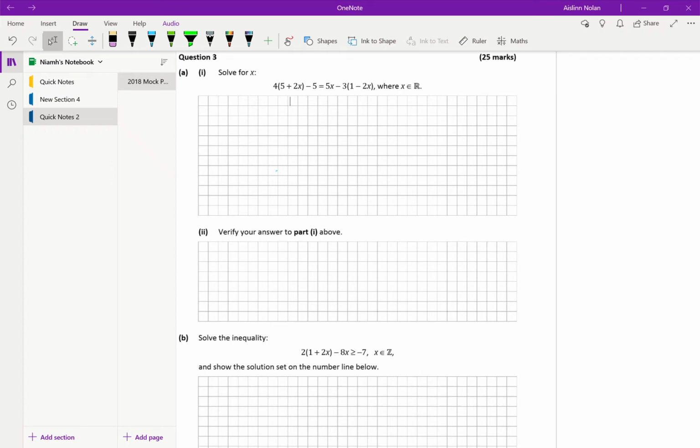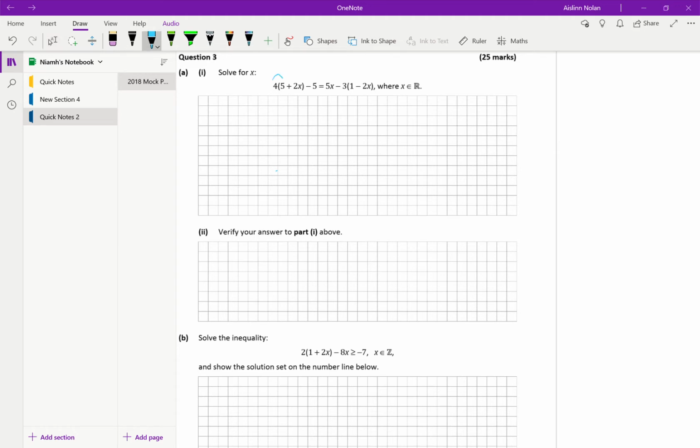Right, let's have a look at question 3, some algebra, and it asks you there to solve for x. When you come across equations like this, the brackets need to go, so we need to multiply them out. All the x's need to be brought to the same side and all the numbers to the other. So let's go ahead and multiply out these brackets.